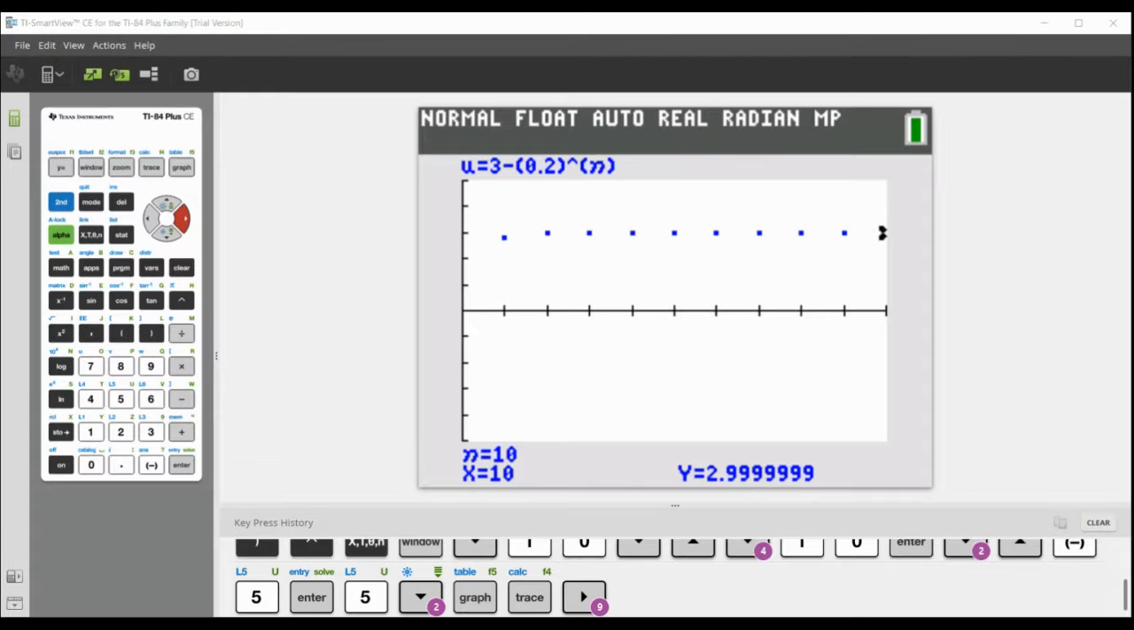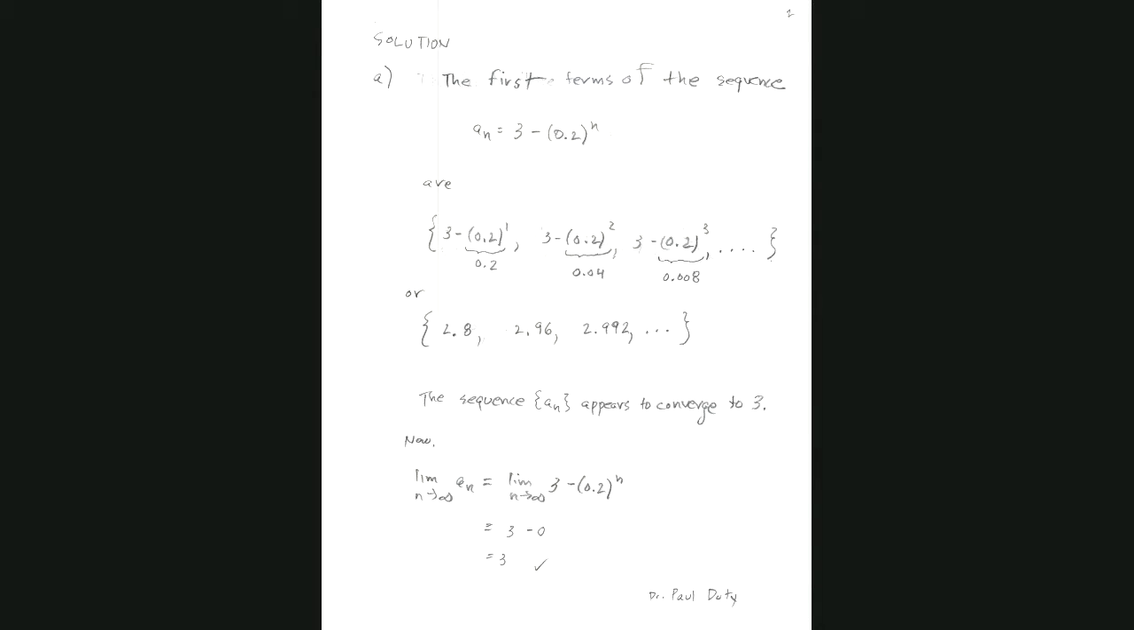Okay, so now we can go to the actual problem here. We can more formally show it. If we write out the first terms, like we mentioned, it's 3 minus 0.2 to the first, 3 minus 0.2 squared, 3 minus 0.2 cubed. These are the values of the sequence. The sequence appears to converge to 3.